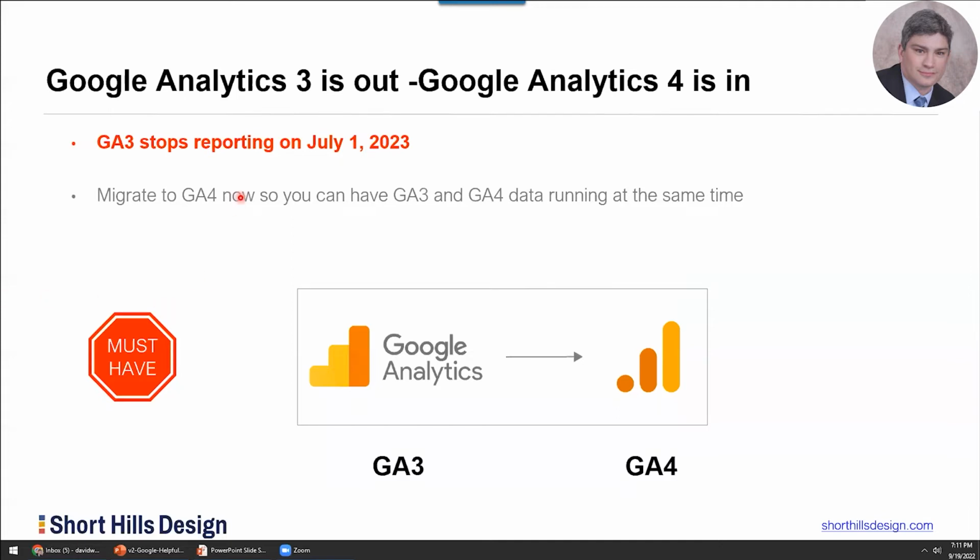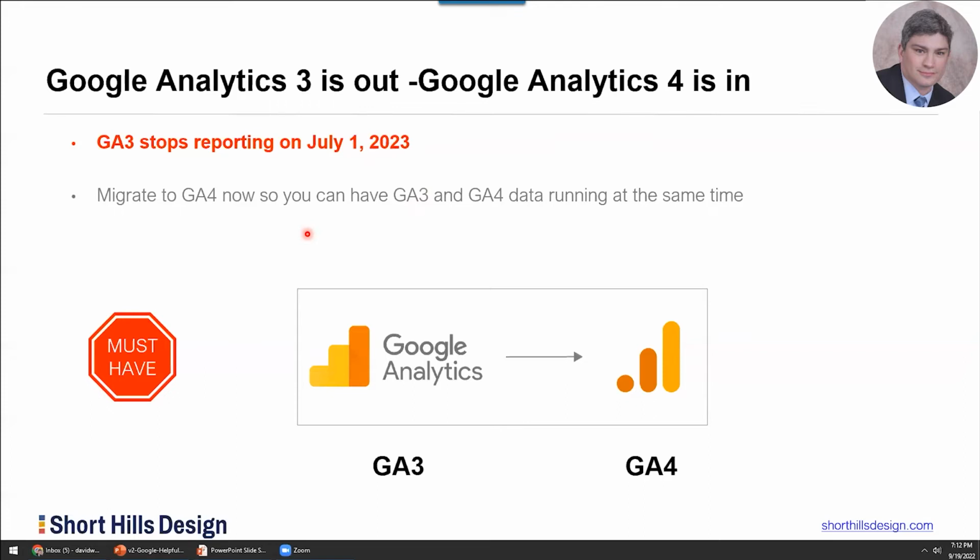So this is big. Now, Google Analytics is out and Google Analytics 4 is in. So the Google Analytics we've been using for around 10 years, Google's dumped it for an entirely different system. So we are slowly contacting all of our clients to migrate everybody over, because Google does stop reporting July 1st, 2023 for GA3, which means all the analytics you have now will be gone, or not gone, but will stop recording. So our recommendation is to migrate now, so you can have GA3 and GA4 running at the same time. Is what we're doing for our clients.